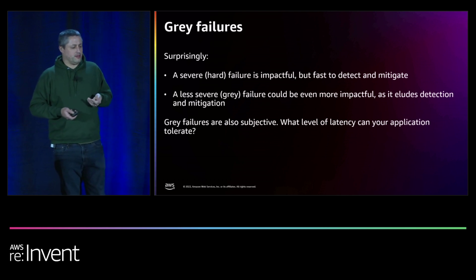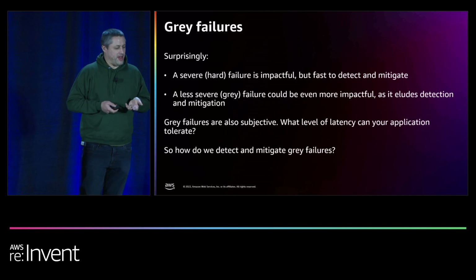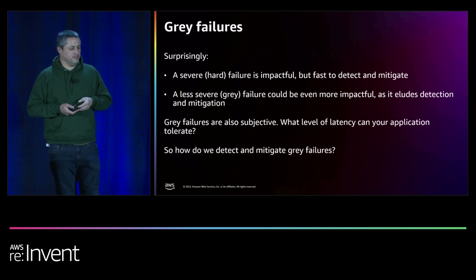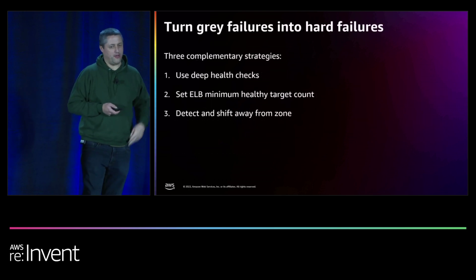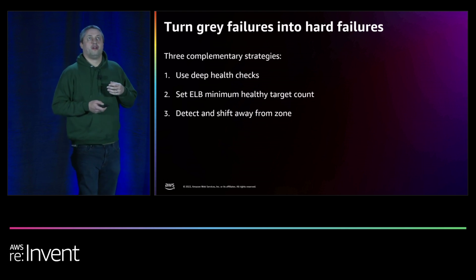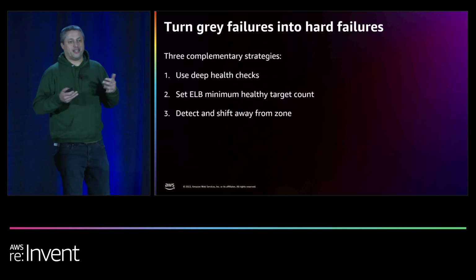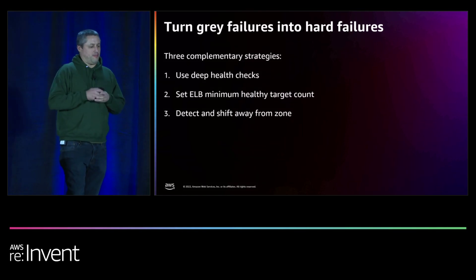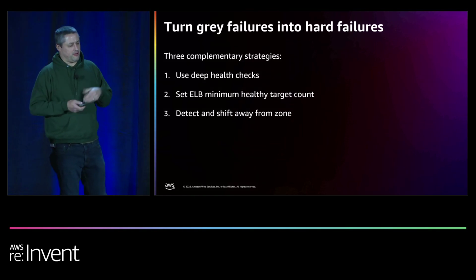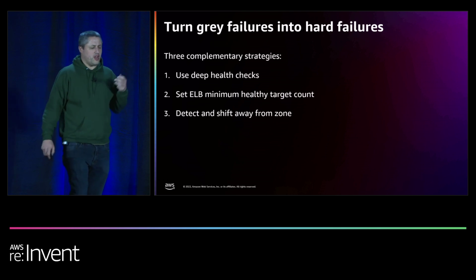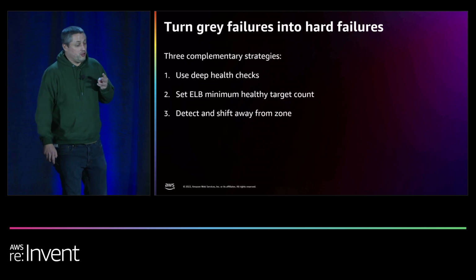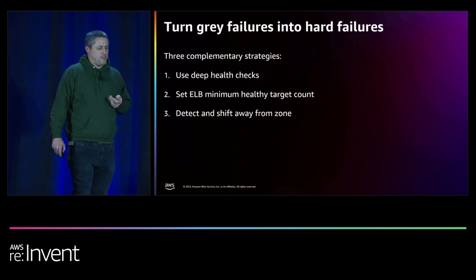And so what we're trying to talk about here is a set of strategies to handle these gray failures. At a high level, what we're trying to do here really is to turn the gray failures into hard failures, to be able to rethink them as hard failures and handle them. And I have 3 complementary strategies to talk about. You can use potentially all of them or only some of them.